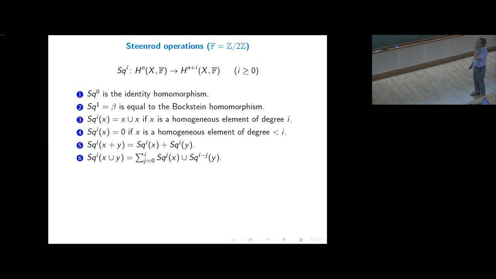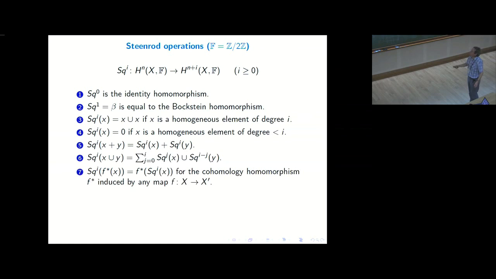The square i of a product can be written as the sum of squares of other squares. So you can do things recursively, and you don't have to calculate the square on every element. These relations tell you that, in fact, you only need a handful of elements, that you have to specify what the various squares are, and then you have the whole action of the Steenrod algebra.